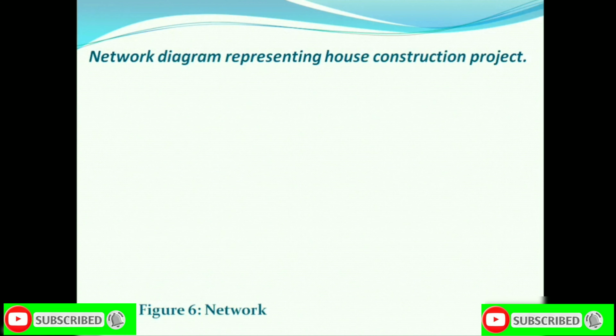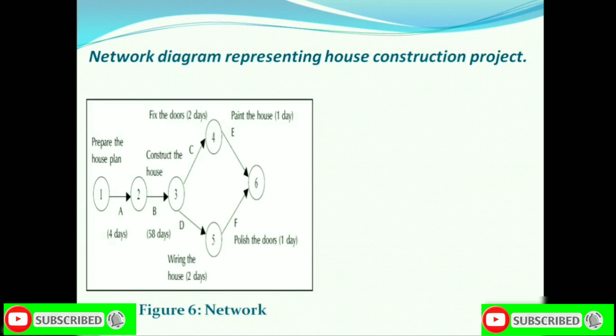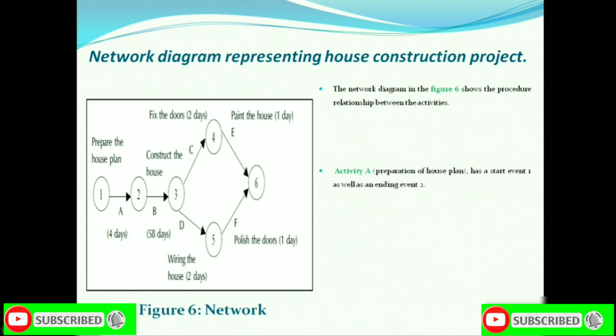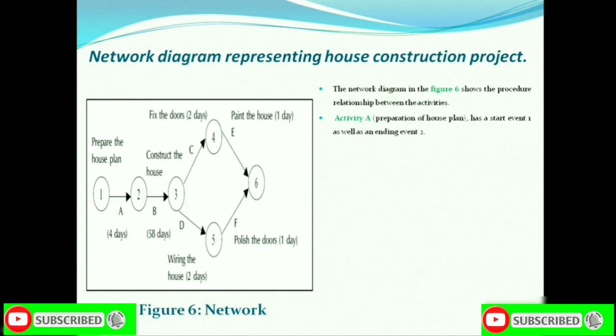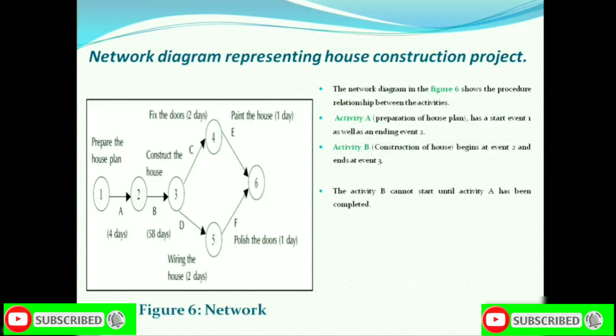Here we draw a network of a project. Initially we find the relationship between various activities and also identify their preceding and succeeding activities. Here activity A starts and ends at events 1 to 2. Activity B starts and ends at events 2 to 3. Activity B cannot start until activity A has been completed. On the other hand, activities C and D cannot start until activity B has been completed, but C and D can be performed simultaneously.